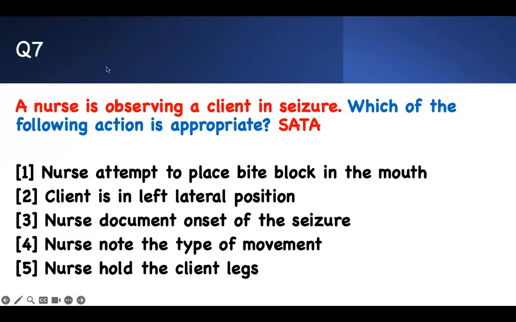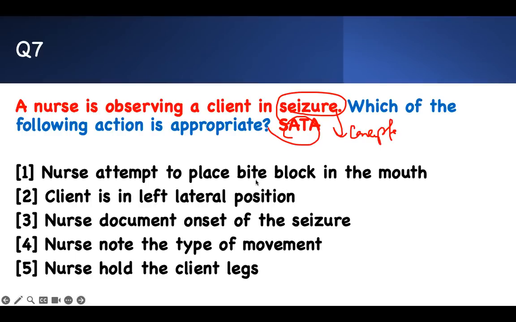Number 7. Select or apply. This is observing a client in seizure, right? I'm taking concepts and making questions so that the more I repeat them, when you see it and go take a test, it's like a breeze. Because these are the concepts they'll be testing on, seizures and precautions. Which of the following actions is appropriate? Somebody is having seizures. There is a key concept you have to know. There's certain things you should do and don't do. The don'ts and the do's, right?